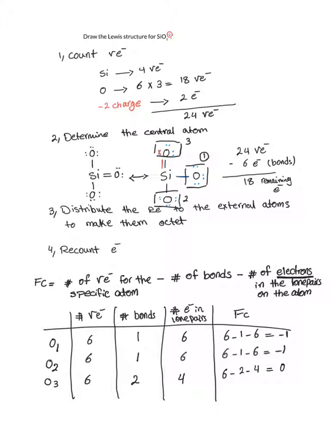Now, the formal charge for silicon. Silicon is in group 4. It has 1, 2, 3, 4 bonds connected to that. And it doesn't have any lone pairs, so 0. 4 minus 4 minus 0 gives us 0.